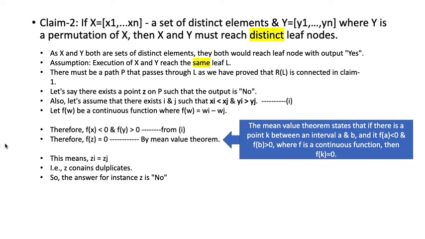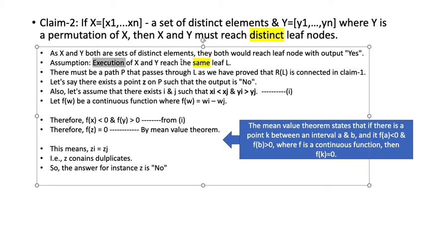Okay, so as x and y both are sets of distinct elements, they both would reach a leaf node with output yes. In order to prove this claim, we'll be using a proof by contradiction. So that's why we are assuming here that the execution of x and y is going to reach the same leaf node.